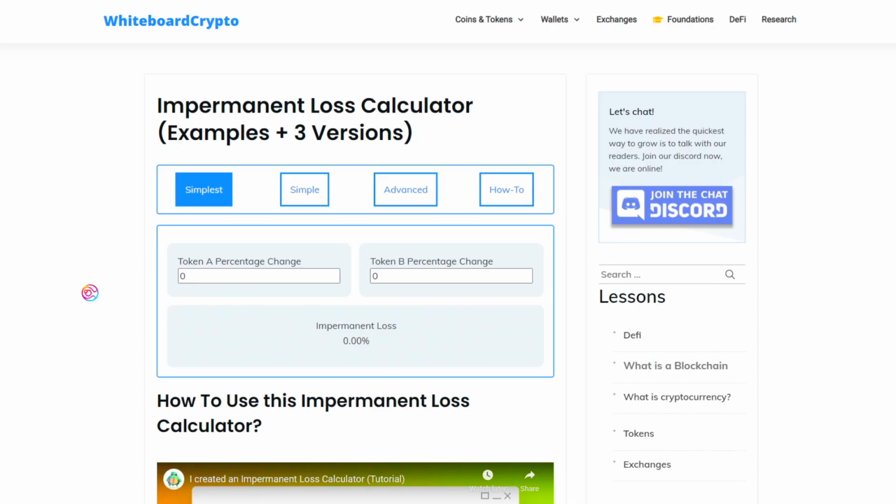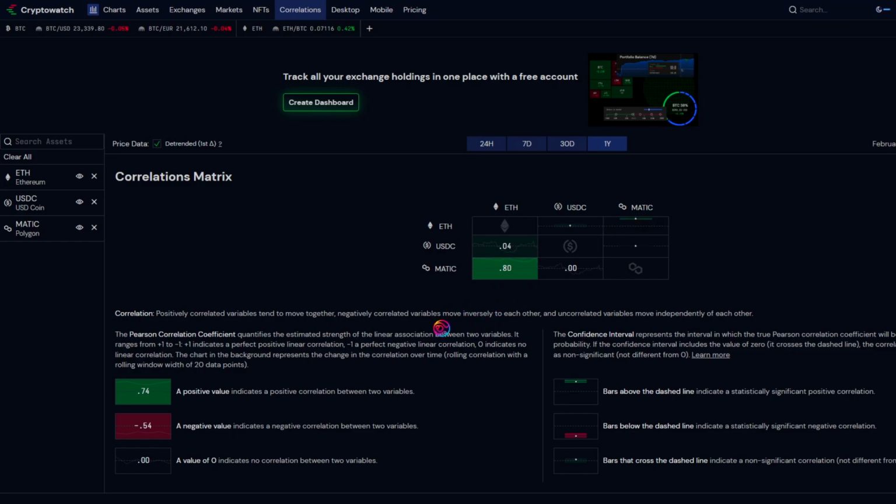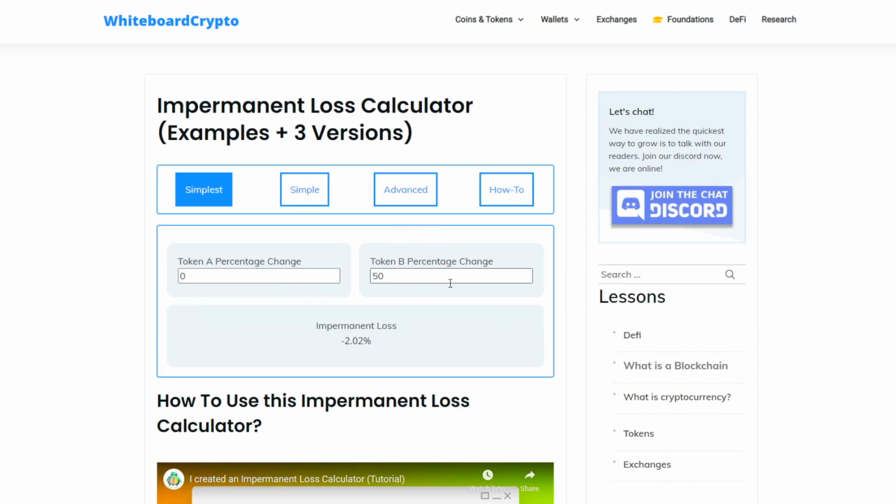We can see this quite clearly by using an impermanent loss calculator. In considering uncorrelated assets like USDC and ETH, if USDC stays the same because it is a stablecoin, but ETH changes in value by 50%, this would result in a -2.02% impermanent loss. In considering correlated assets like ETH and Matic, if ETH changes in value by 50%, we can expect, based on the correlation data over the past year, that Matic will also move around 80% in the same direction as ETH. 80% of 50% is 40%. Dropping the impermanent loss down to only 6 basis points.